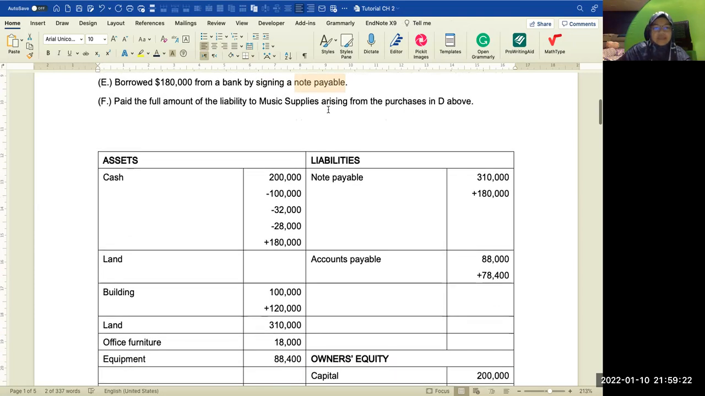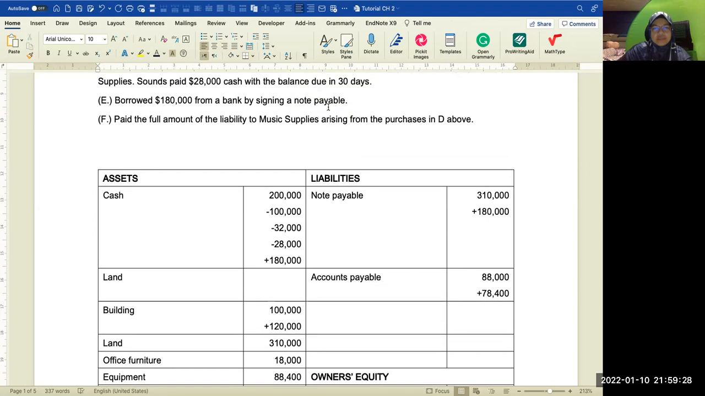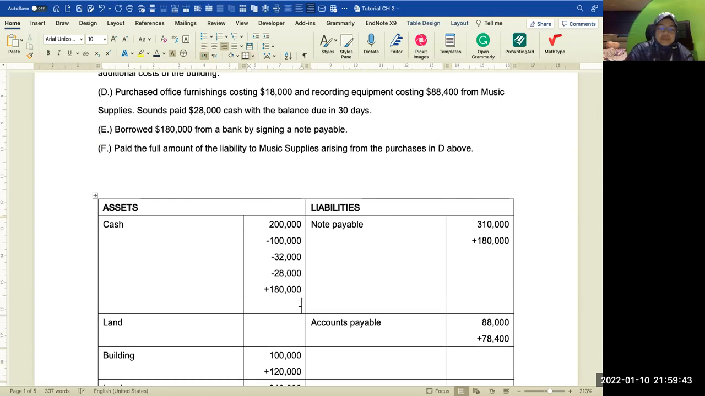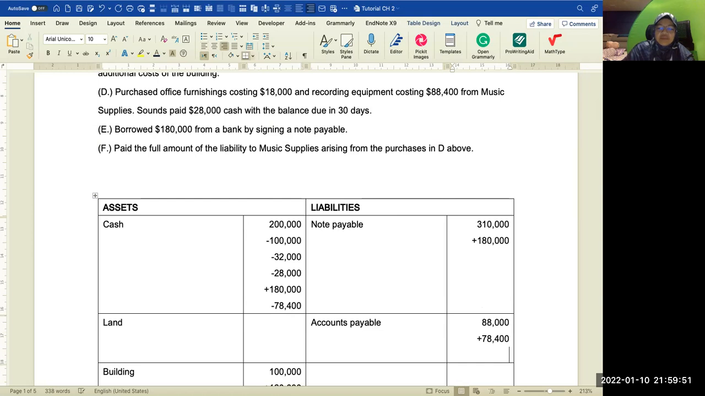Finally, Nurhani. Yes, doctor. If I understand correctly, the company pays for the liability to Music Supply arising from purchases D, which is the liability accounts payable of 78,400. So the cash minus 78,400. Okay, very good. And then accounts payable minus 78,400. Very good.